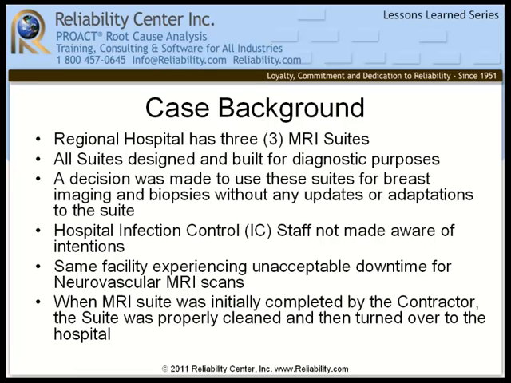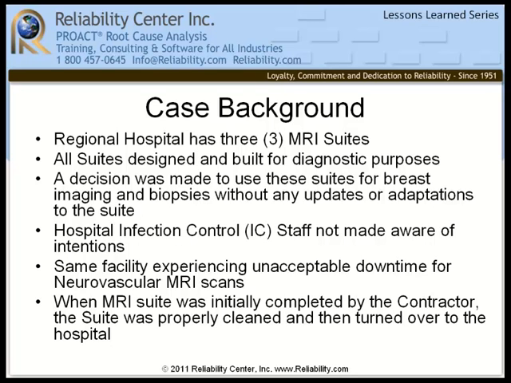This is a regional hospital that has 3 MRI suites. All suites were designed and built for diagnostic purposes. A decision was made to use these suites for breast imaging and biopsies without any updates or adaptations to the suite. Hospital infection control staff was not made aware of these intentions. The same facility was experiencing unacceptable downtime for neurovascular MRI scans.